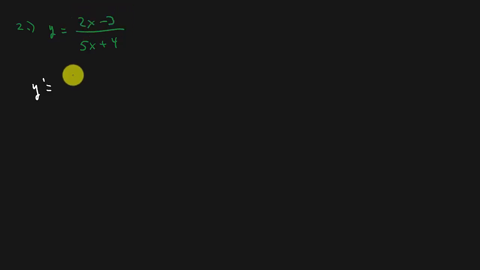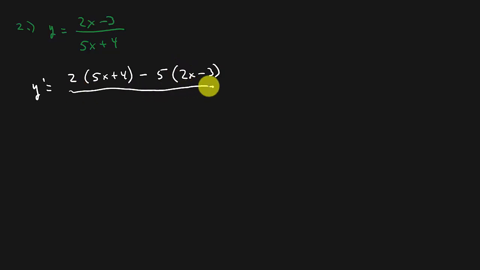So the derivative of 2x minus 3 is 2, times the denominator, which is 5x plus 4, minus the derivative of the denominator, which is 5, times the numerator, 2x minus 3. And this is all over the denominator squared. And then we clear parentheses, combine like terms.